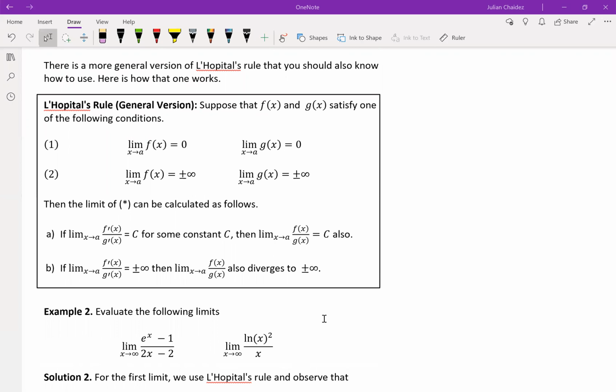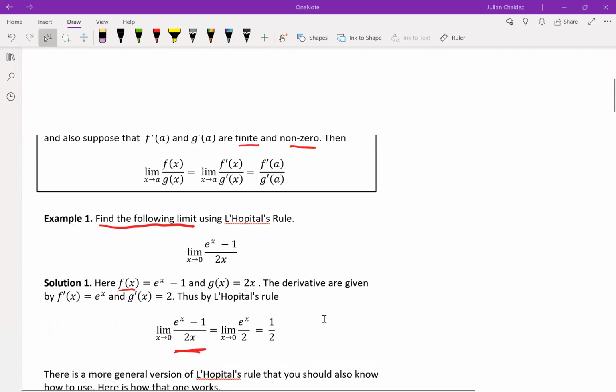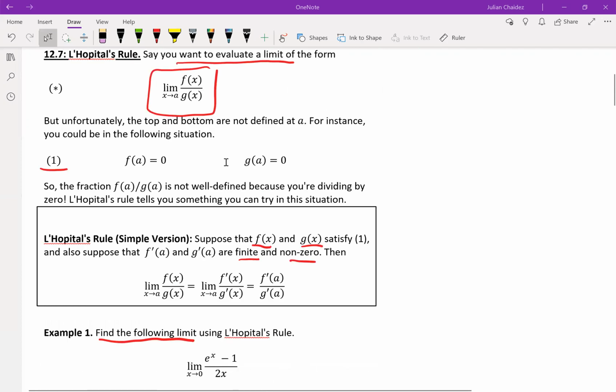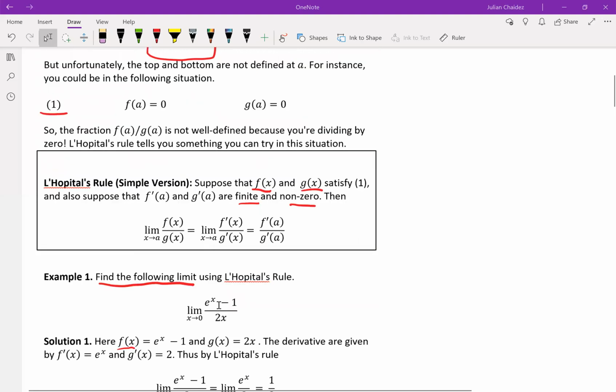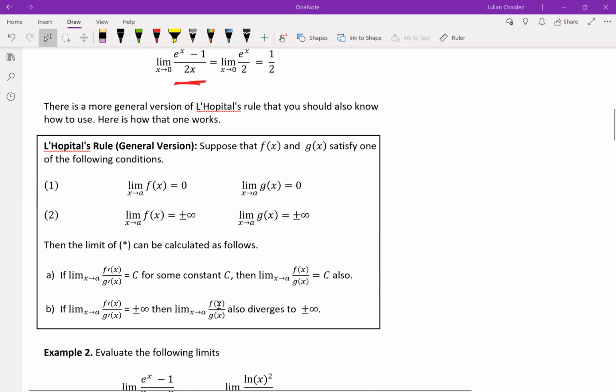So this is the general version. The previous version was just stated for f of a and g of a equals 0. But another situation I can have is the following. Let's say I have f of x and g of x, and they satisfy one of the following two conditions. Either the limit as x goes to a of f of x is 0, and the limit as x goes to a of g of x is also 0. Basically that's the situation we had in the simplified version of L'Hopital.